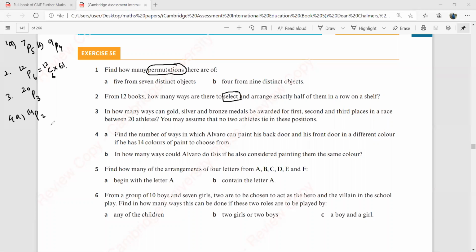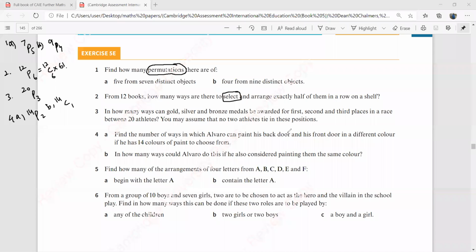Look at the B part. It says, in how many ways could Alvaro do this if he also considered painting them the same color? So how many colors does he have to choose now? 14C1, because he only has to choose one. So this is going to be 14C1 or 14P1. Both are the same.